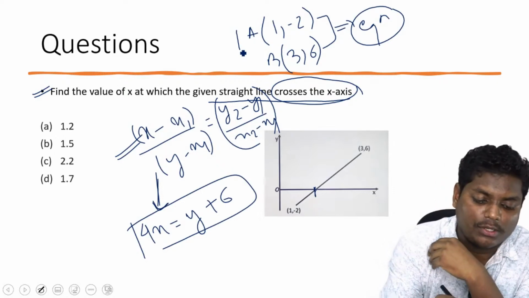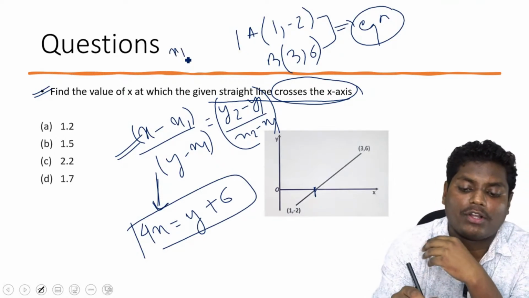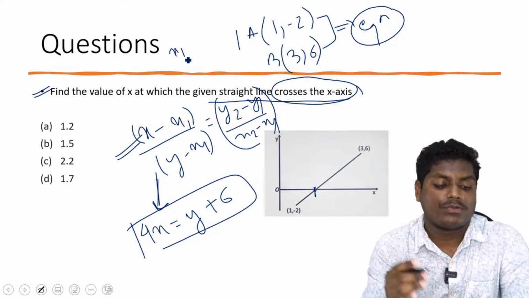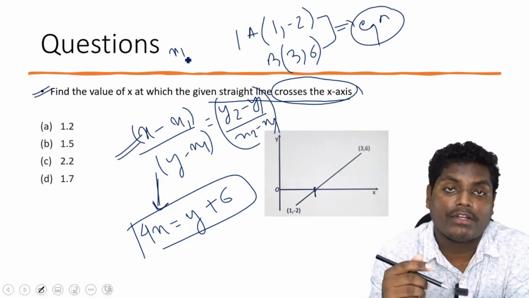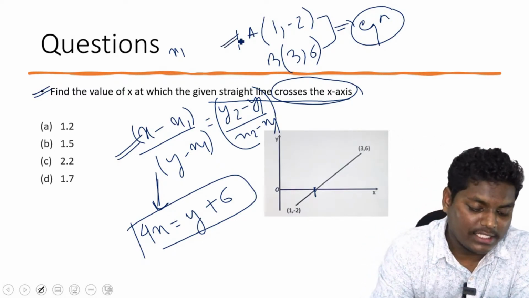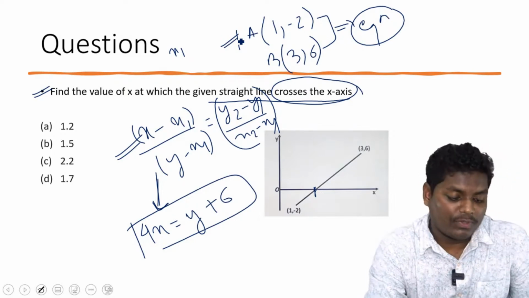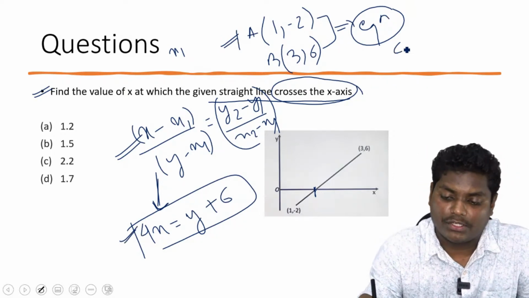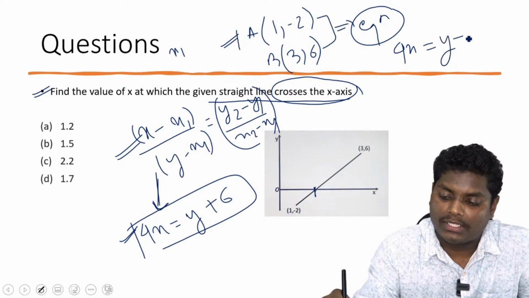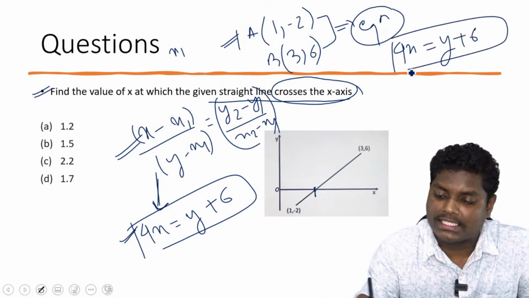What is x1? You can take 1 or 3, any one, x1 or x2. Similarly, you can take any point for y1 or y2. Just fill in this formula, and once we fill it in, we'll get this equation: 4x equal to y plus 6.